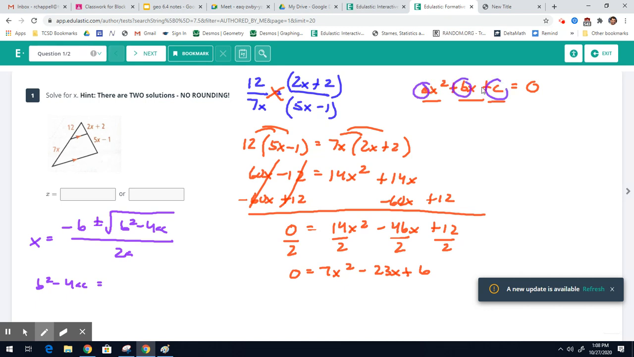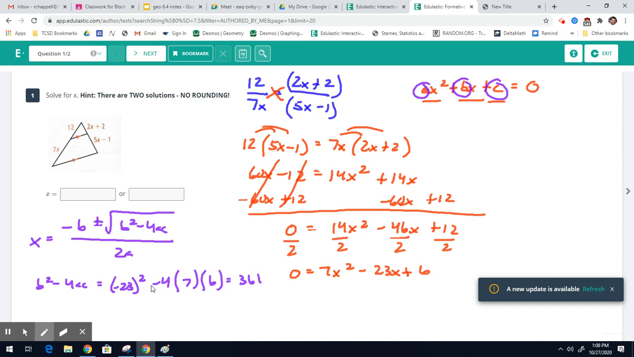a, b, and c. So b is the x number. That's negative 23. Make sure I put in parentheses and square it. Minus 4 times a is 7 and c is 6. Well, I'll just use a calculator and I get 361. So that number is going to go inside the square root.